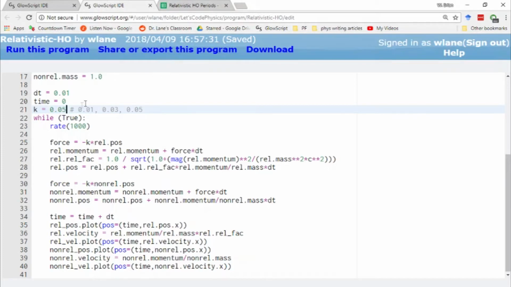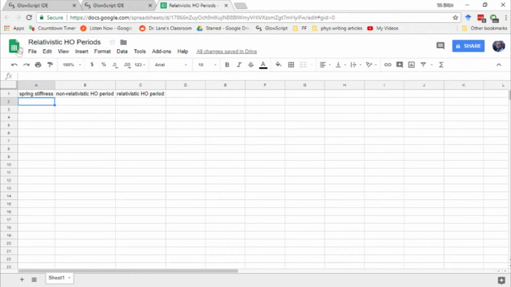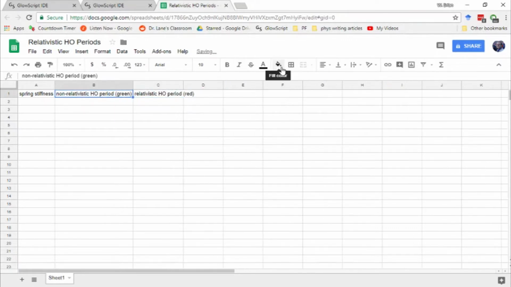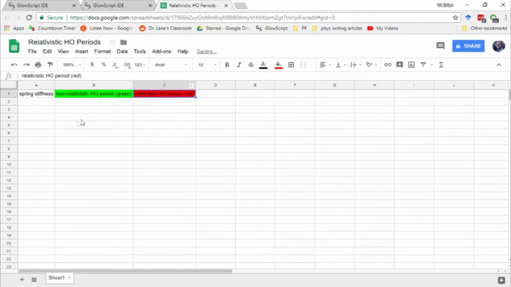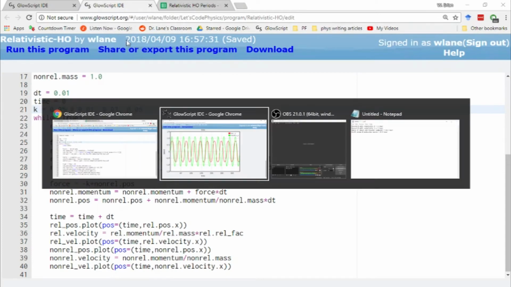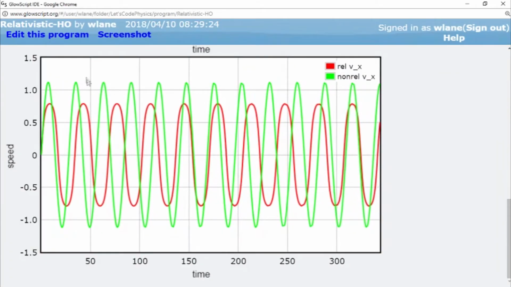So what I'm going to do is adjust this K value, and I've set up a spreadsheet here, and I'll make this available in a link in the description below along with the code, where we're going to record the spring stiffness and then the period of the non-relativistic harmonic oscillator. And let me just give myself a reminder, that's the green one. And for the relativistic harmonic oscillator period, that's the red one. In fact, let's even reinforce those with a green fill, there we go, and a red fill, just so I don't get myself confused. And I don't want to have to measure these things on the graph, right? That's not the most fun thing to do in the world.